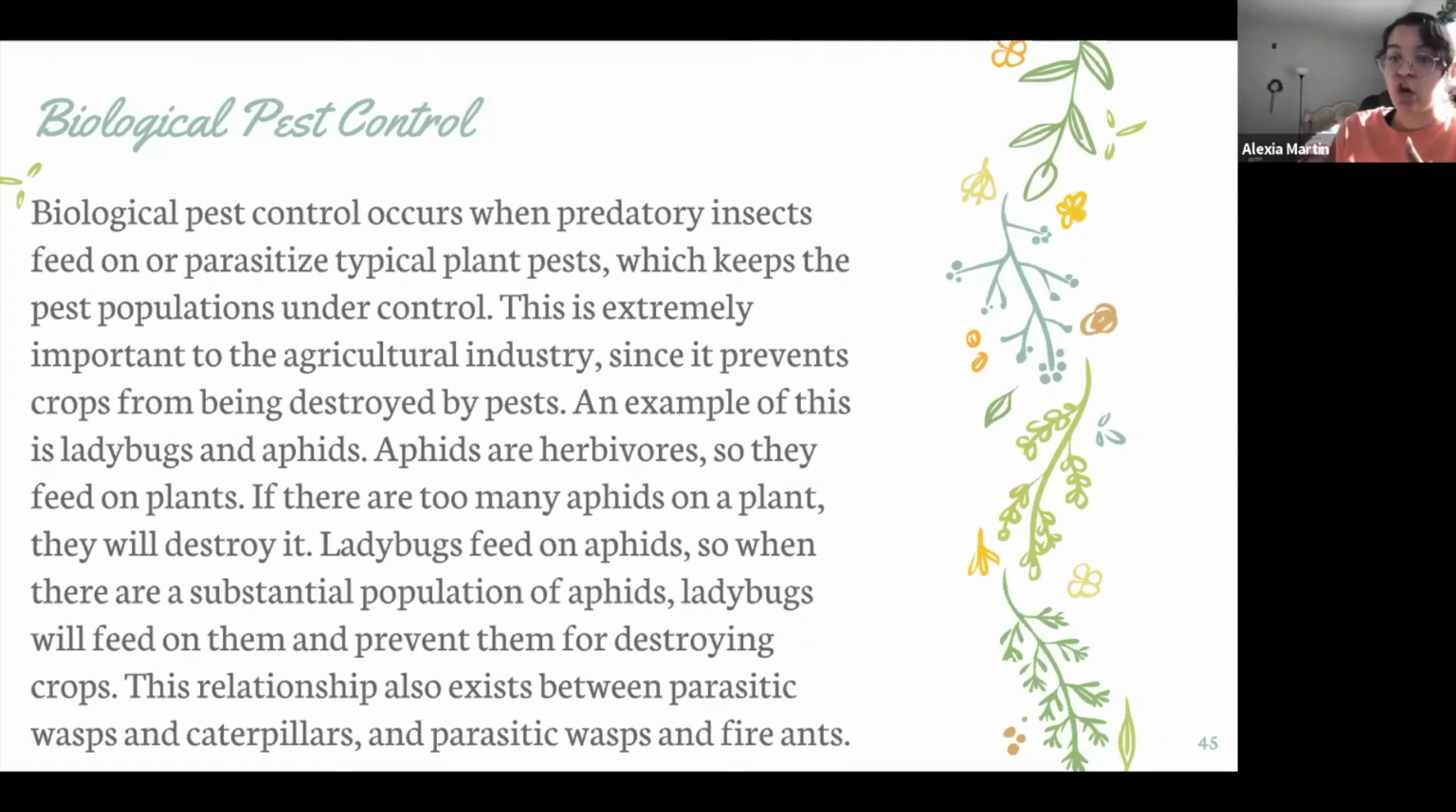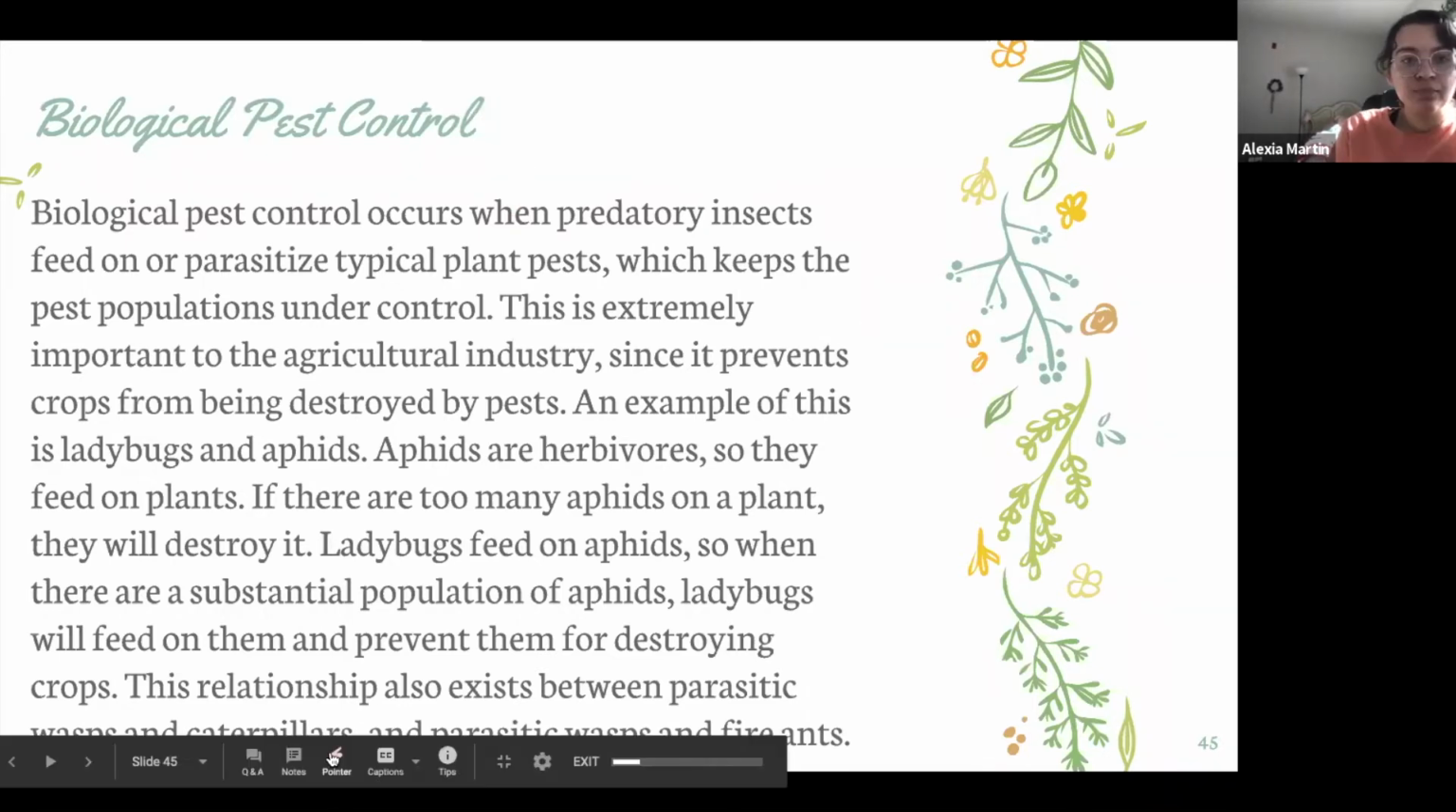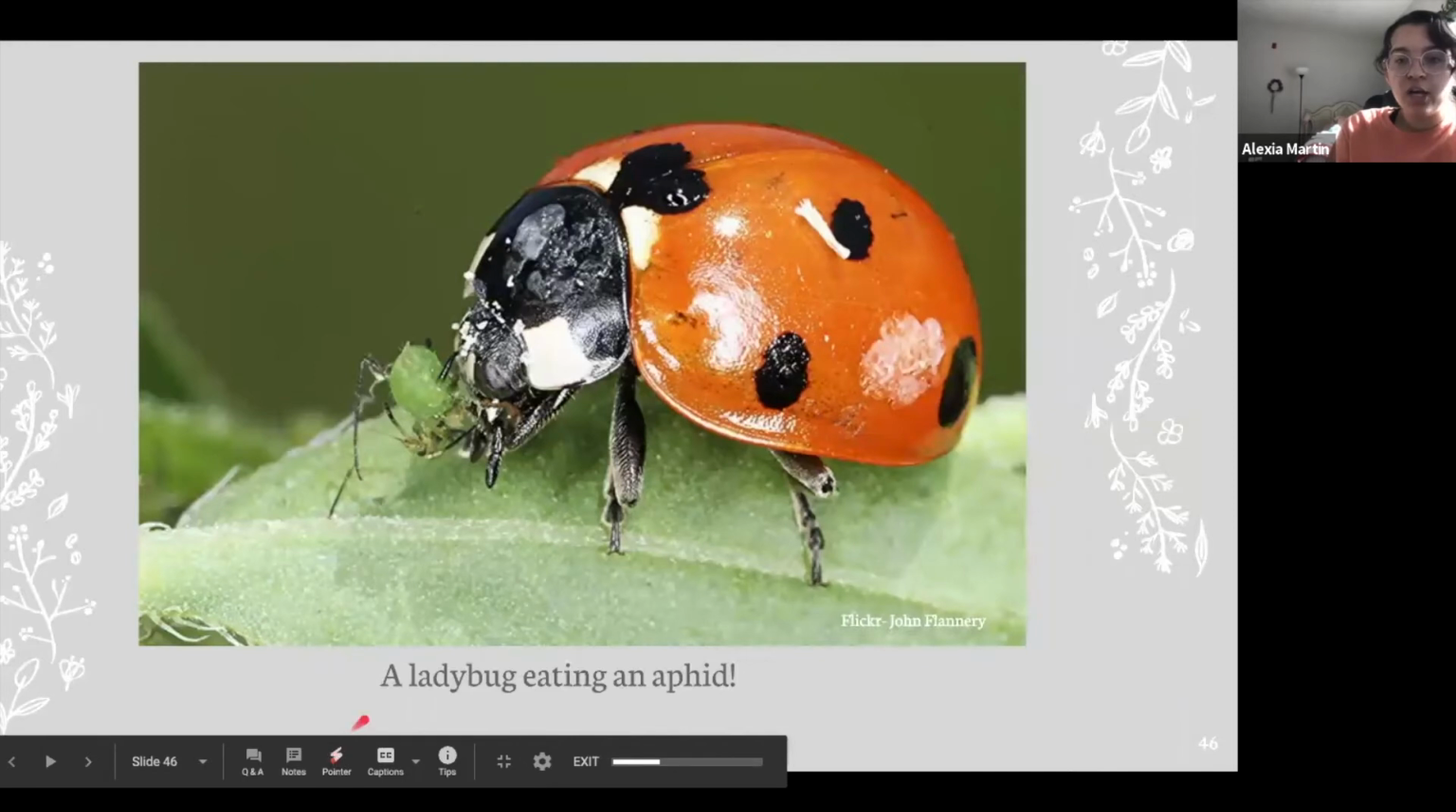Aphids are herbivorous, they feed on plants, and if there are too many aphids on a plant, then they will destroy that plant. Ladybugs will feed on these aphids and keep this population under control, and it prevents them from destroying the plant. This relationship also exists between parasitic wasps and caterpillars, as well as between parasitic wasps and fire ants. So here we've got a cool picture of this ladybug feeding on the aphid that's right there.